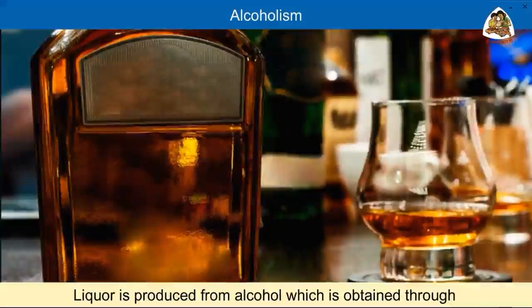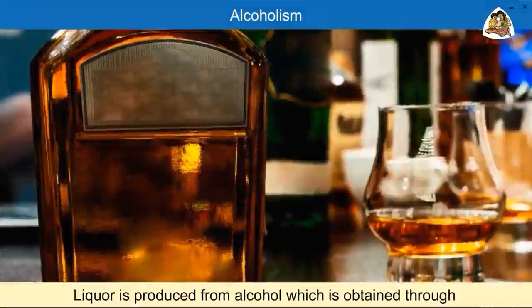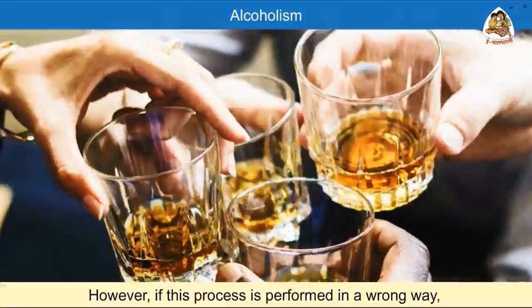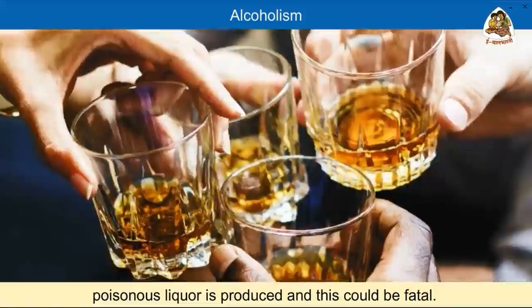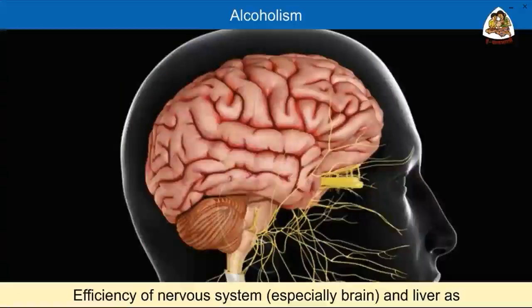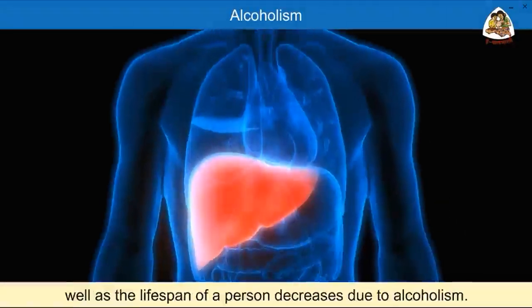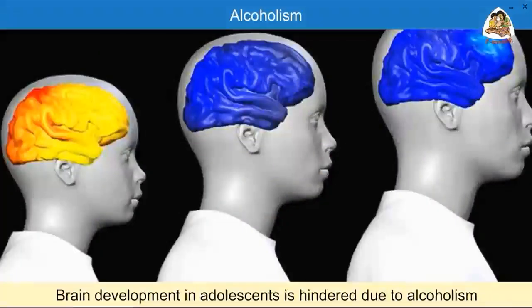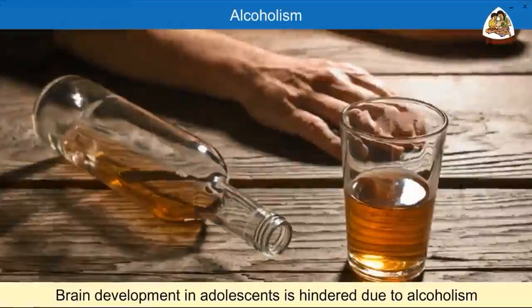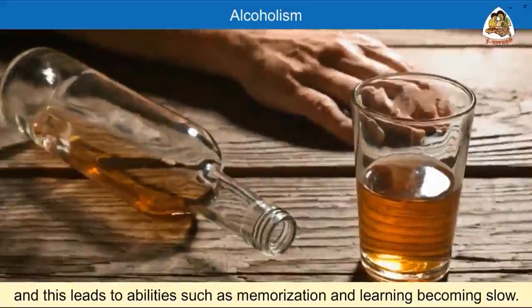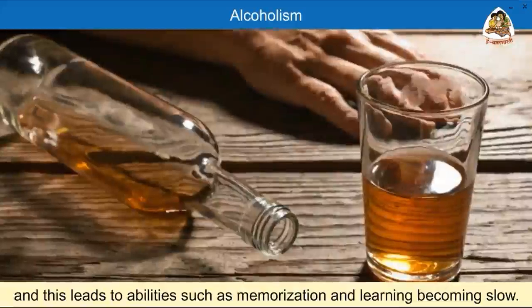Alcoholism. Liquor is produced from alcohol, which is obtained through fermentation of substances. However, if this process is performed in a wrong way, poisonous liquor is produced and this could be fatal. Efficiency of nervous system, especially brain and liver, as well as lifespan of a person decreases due to alcoholism. Brain development in adolescents is hindered due to alcoholism. And this leads to abilities such as memorization and learning becoming slow.